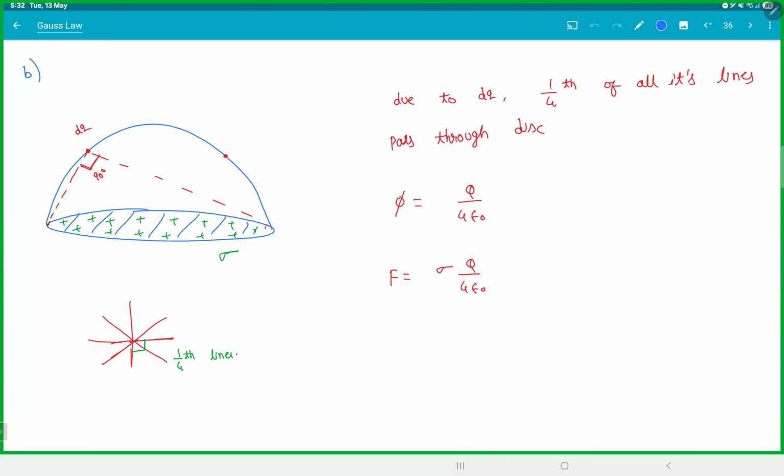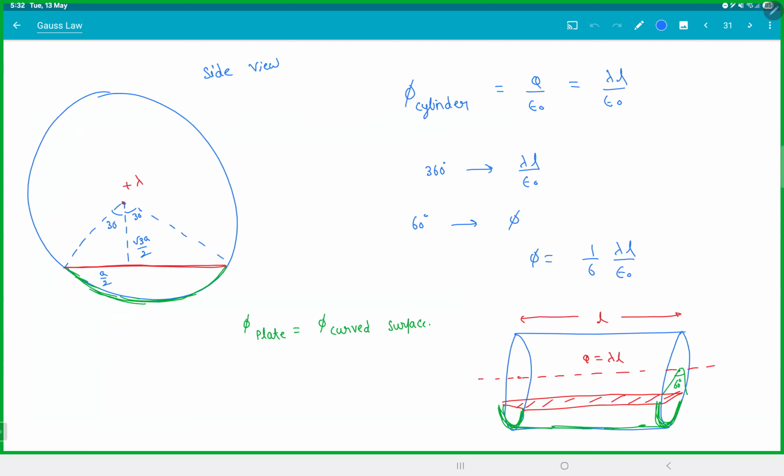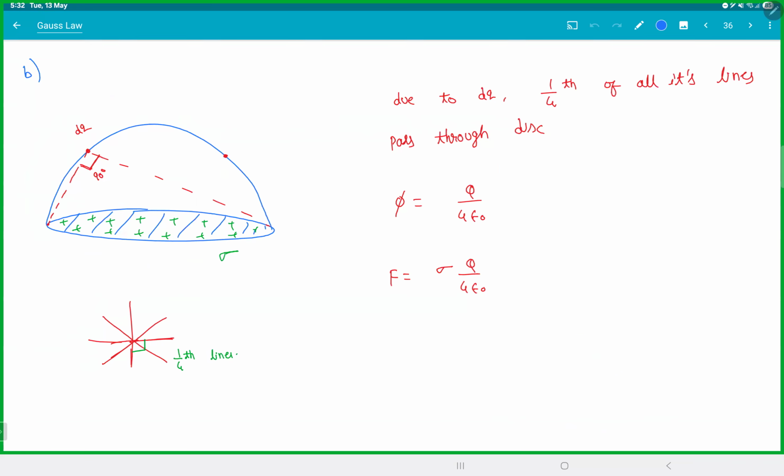So I think this was the last thing that we did. The force between a point charge and a plate. Great, let's go ahead.